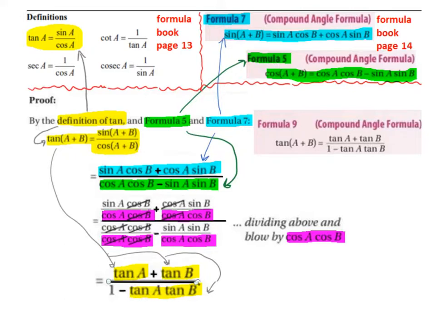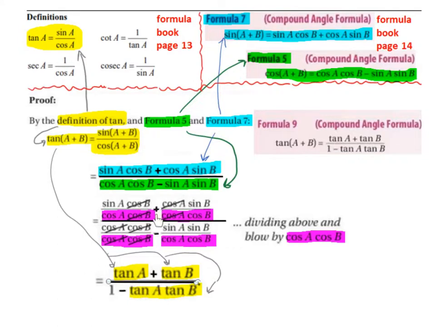So now we have 1, 2, 3, 4 fractions contained inside of one fraction. And each of those smaller fractions has a denominator of cos of A cos of B. So now we can start to simplify. Taking the first fraction on the top left, we have sine of A cos of B divided by cos of A cos of B. Well, the two cos of B's will cancel, leaving us with sine of A over cos of A, which from our definition tells us is equal to tan of A. So this becomes tan of A.